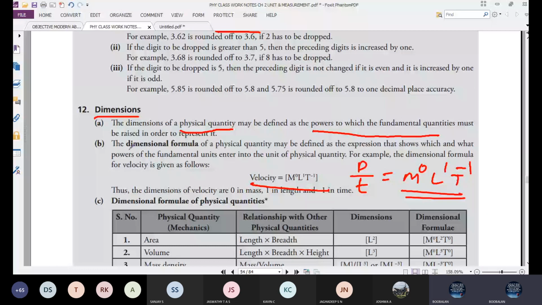Around 200 dimension formulas are there in class 11th and 12th. So lesson by lesson, you want to read all the formulas. It is easy only. Compulsorily, you need to know all the formulas. Then only physics is comfortable and easy. Dimension formula, example.